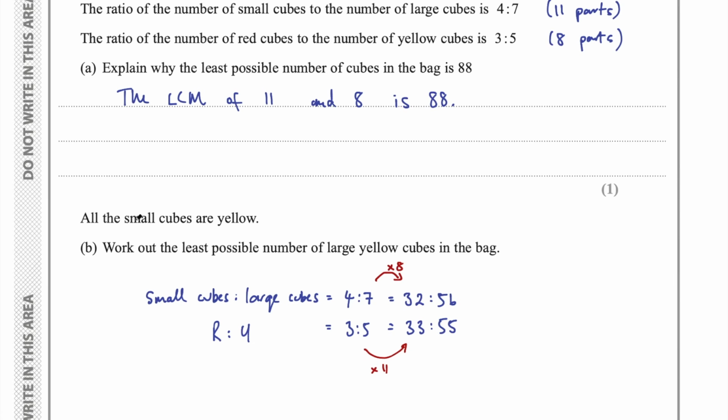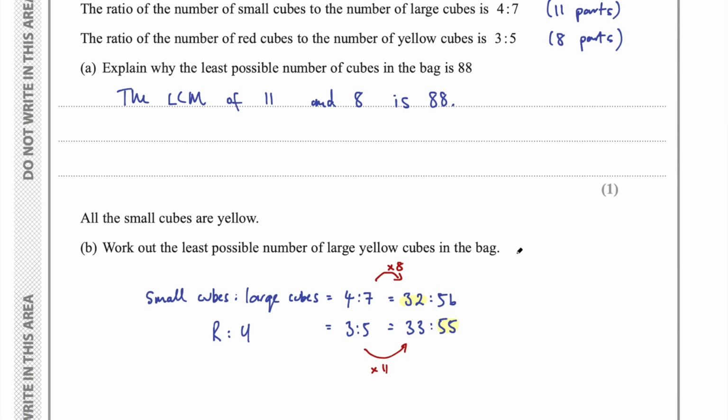And they tell us here that all small cubes are yellow. So if we look at this number here, 32, that represents the number of small cubes, and we also know they're all yellow. So how many of the yellow cubes are large? It would be the difference between these numbers.